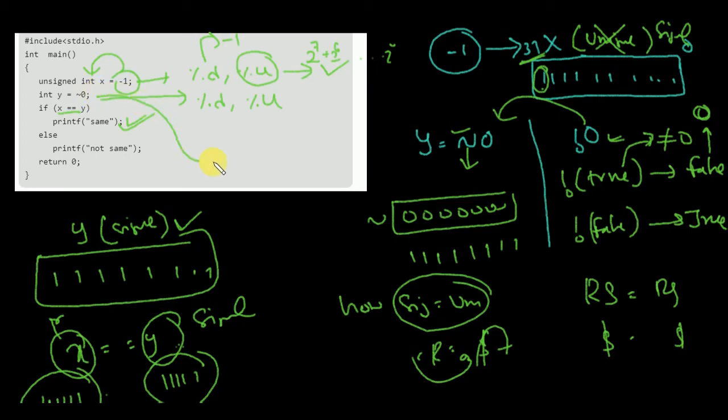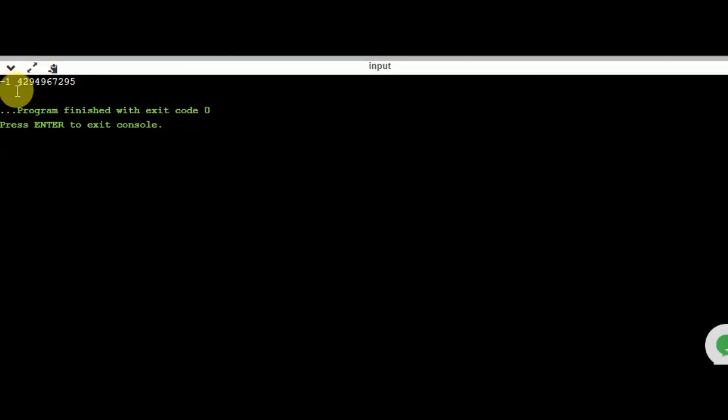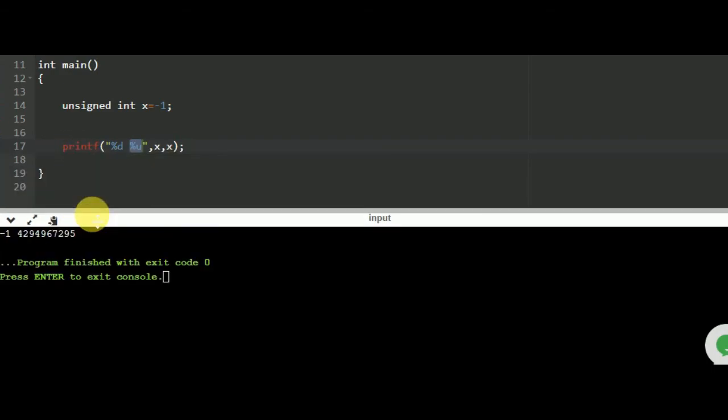Here also all ones are there. If you use %d, we get the answer -1. If you use %u, you get the same large value we got here. Let's see by printing the value in %d and %u form. %d gives -1 and %u gives a large value, which we discussed: 2 power 31 plus 2 power 30, like that up to 2 power 0. It reads the data based on the format specifier.